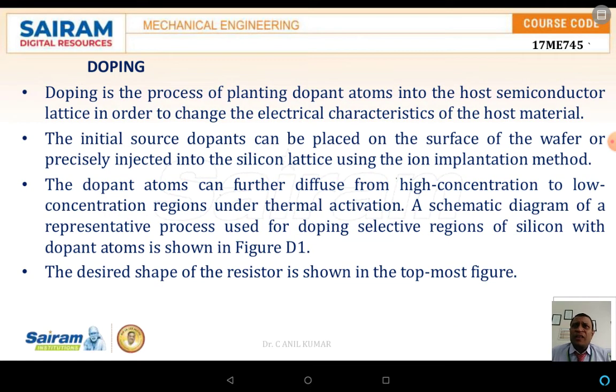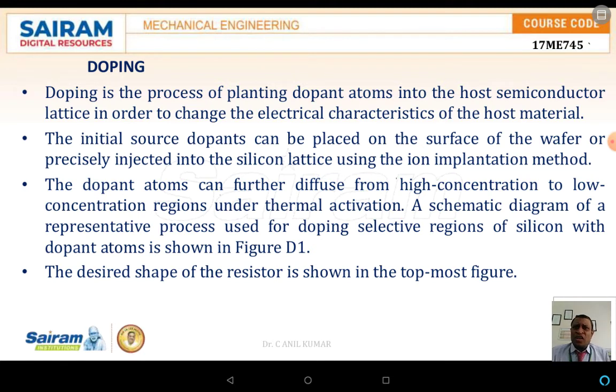Now doping, as the name suggests, is a process of planting a dopant atom into a host semiconductor lattice in order to change the electrical characteristics of the host material. The dopant can be placed on the surface of the wafer, or it can be injected into the silicon lattice. This is called the ion implantation method. The dopant atoms can be present at high concentration levels or even low concentration levels, depending upon the type of the material.